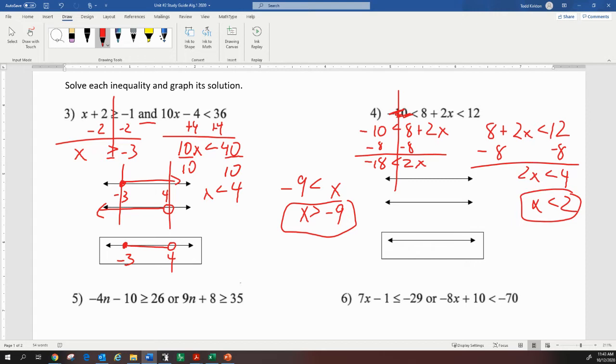So we'll go to our graph. Put -9 and 2. And so I'm going open circle to the right, open circle to the left, the overlap in the middle, but we can't include either of those. Okay, so again, that's typical of an and inequality.